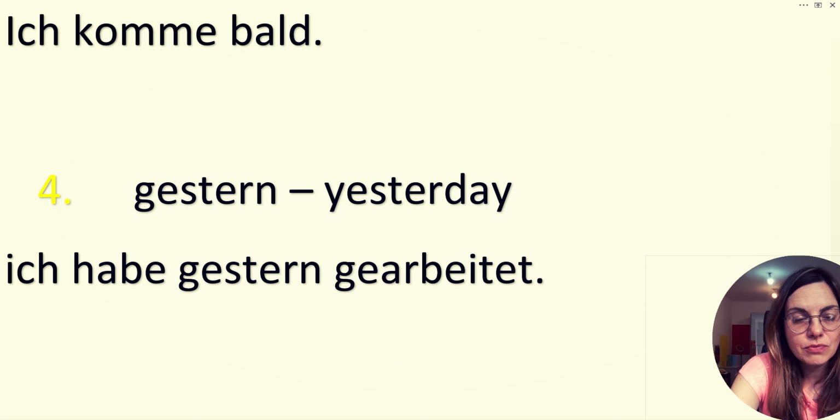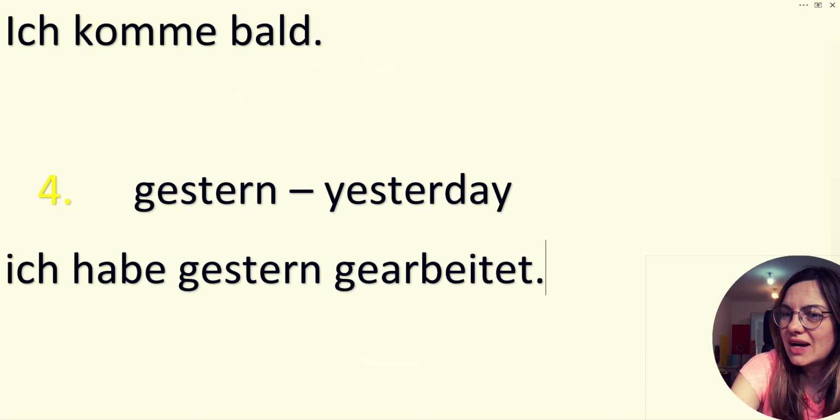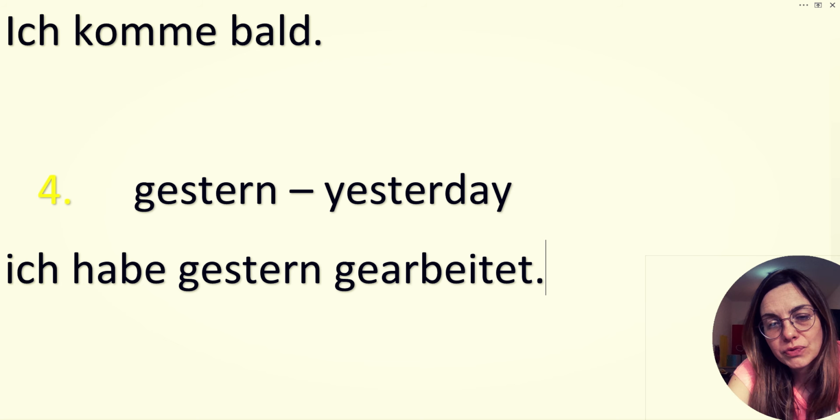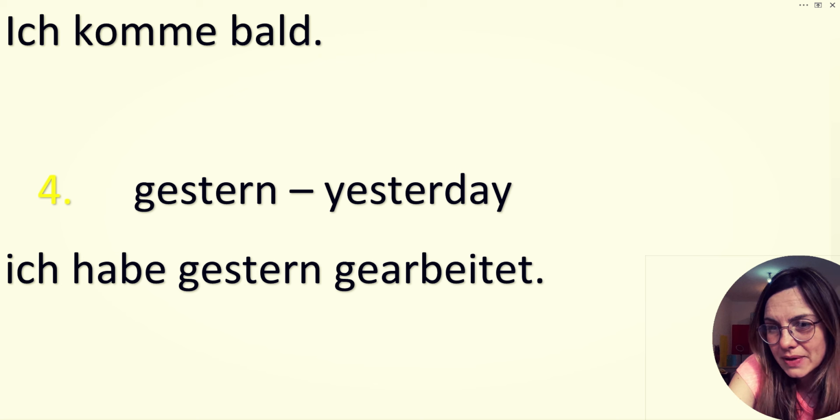So as I said, I'm using perfect, not preteritum. So it would be like present perfect in English. So we have auxiliary, ich habe, haben, have, and then we have the main verb, which is in its past participle form. So it's gearbeitet. The verb is arbeiten. So I have worked. Ich habe gearbeitet. I worked yesterday. Ich habe gestern gearbeitet.